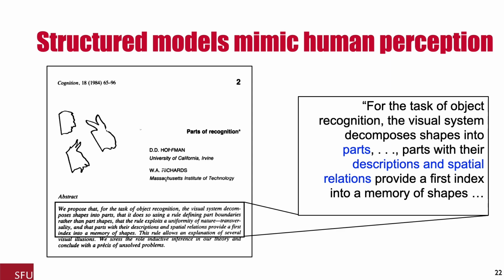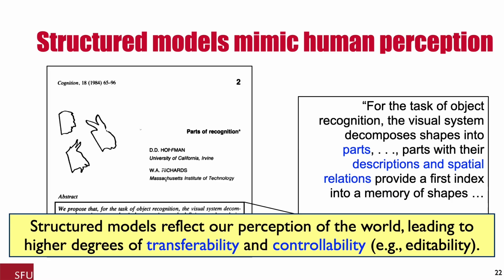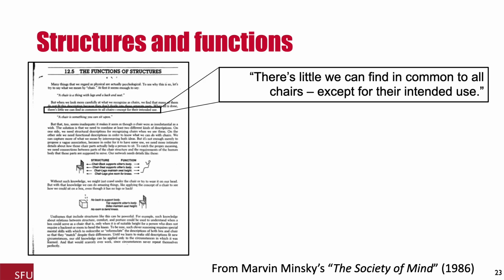This was a very old paper from, I think, the journal called Cognition. It says that for the task of visual recognition, essentially people see parts and use their relations to index into our memory, and then perform recognition. So structured models reflect our perception of the world. In a learning context, it really facilitates transferability, and in practical application, it facilitates editing and reusability of structures. The models are, I think, very important. And also structures are strongly tied to functions.